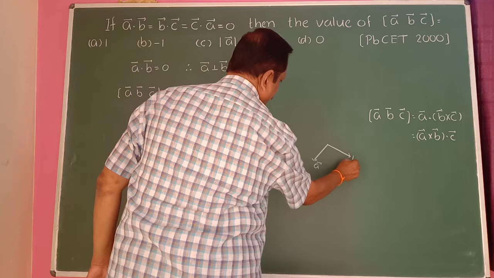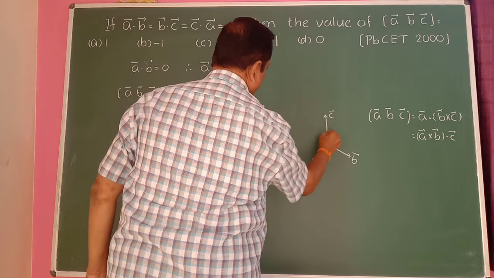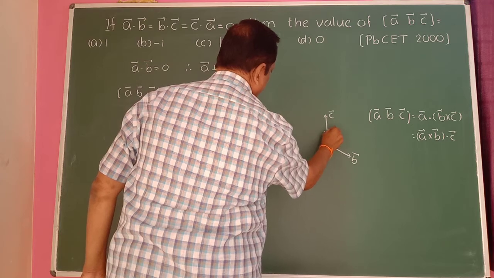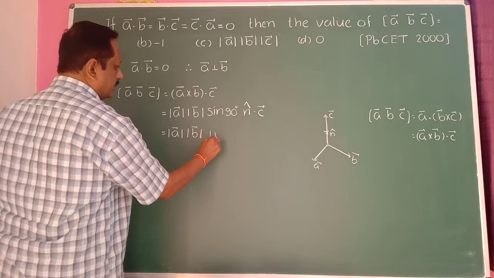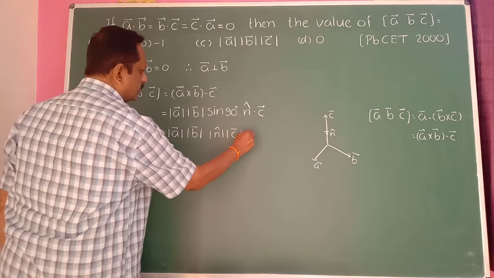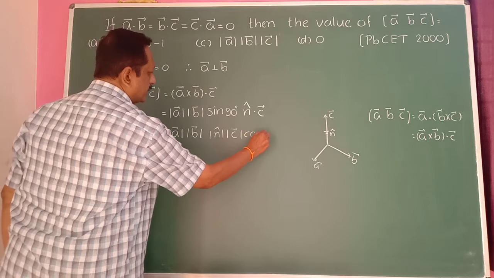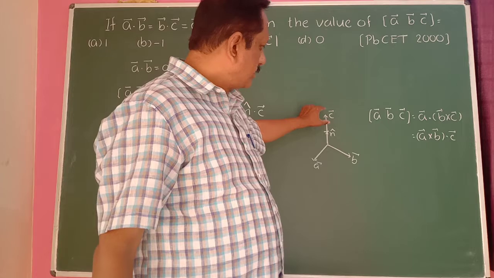This vector is B bar, and this vector C bar here. And n cap is the unit vector along C bar only. Therefore, here modulus of n cap into modulus of C bar into cos of 0 degree, because n cap and C bar coincide with each other.